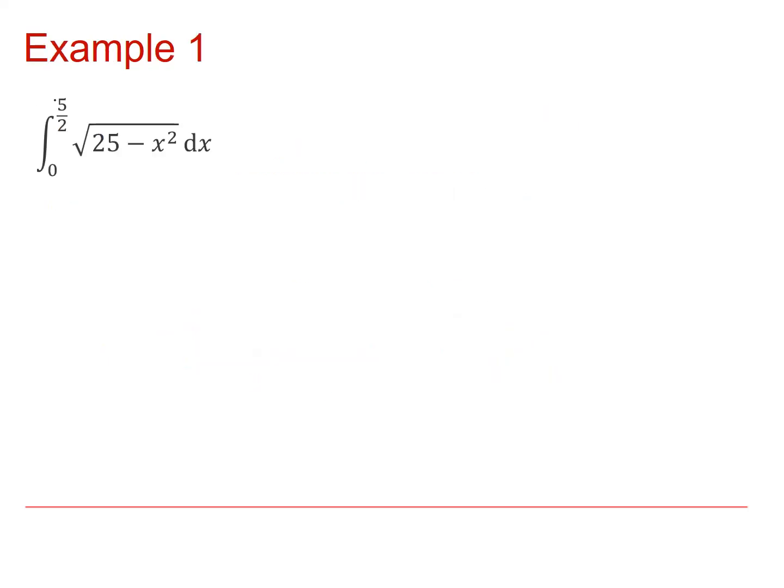Let's look at this example. It's the square root of 25 minus x squared. Think of that as 5 squared minus x squared. So I'm likely to want to use a substitution of the form x equals 5 sine u. I've also got limits, so I need to remember to transform those.